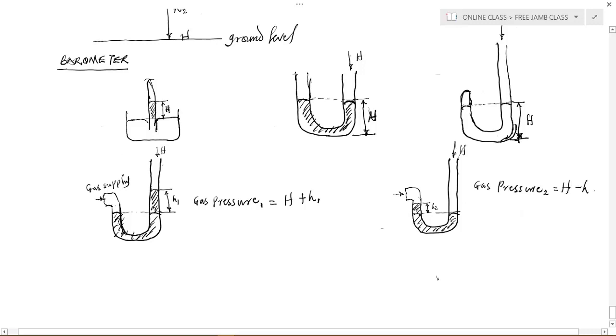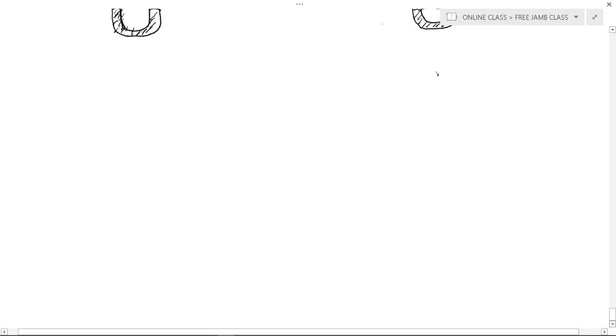Then the last thing we need to discuss here is talking about the fluid. What happens there? That is the next thing we need to discuss here. Just a small tube, an inverted tube or anyhow.